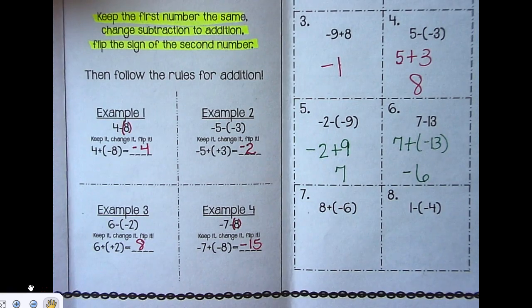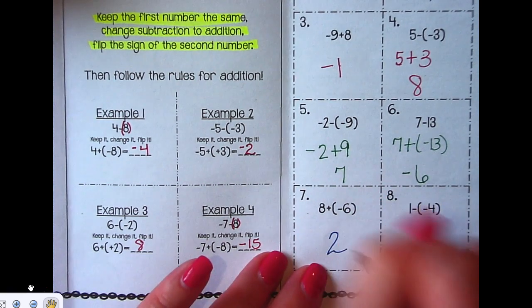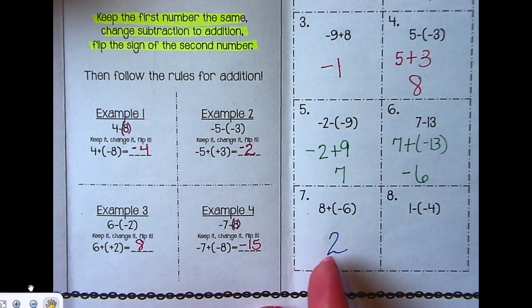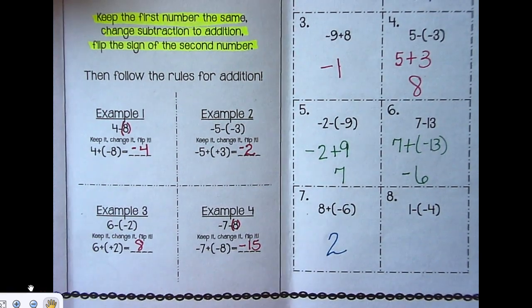Last row. 8 plus negative 6. So it's already addition. The signs are different, so we are going to what? Subtract. 8 minus 6 is 2. Positive or negative? Positive. The 8 has the greater absolute value. It's positive. So your answer is positive.